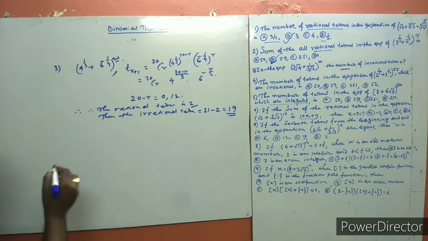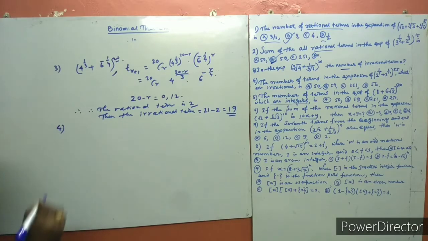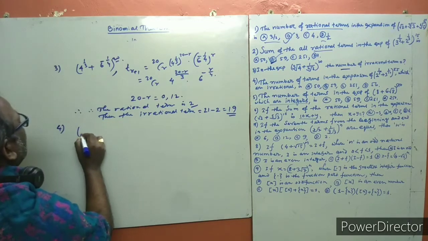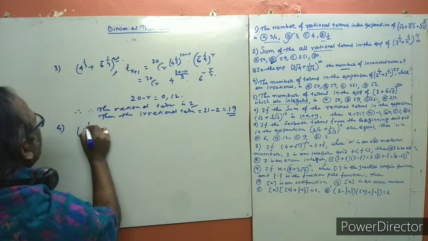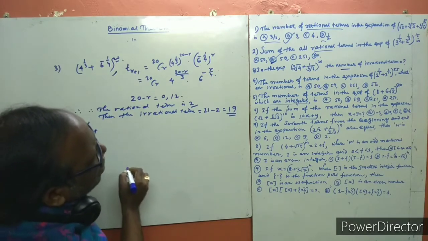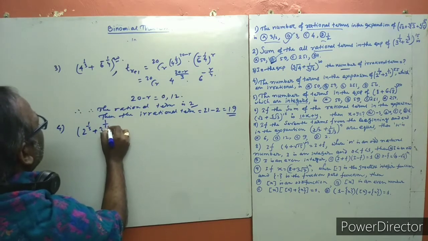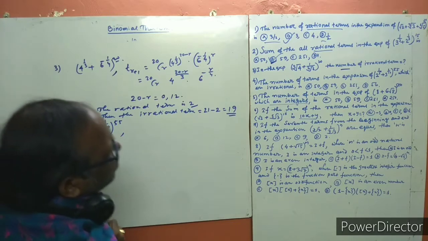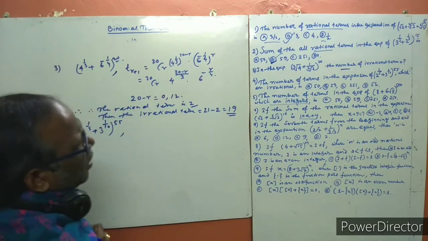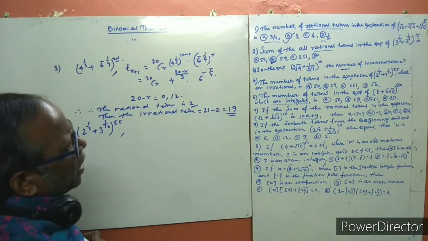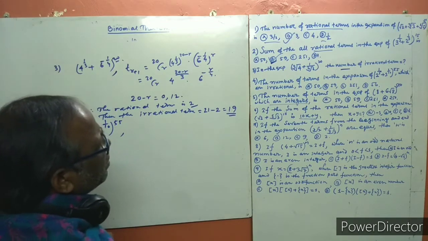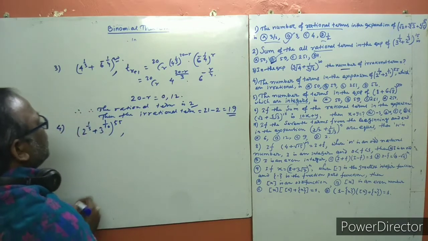Now for question number 4. See the number of terms of the expansion that are irrational, in 2 to the power 1/5 plus 3 to the power 1/10, the whole to the power 55. Same as before, we have to find the number of terms in the expansion which are irrational. So first find the general term.